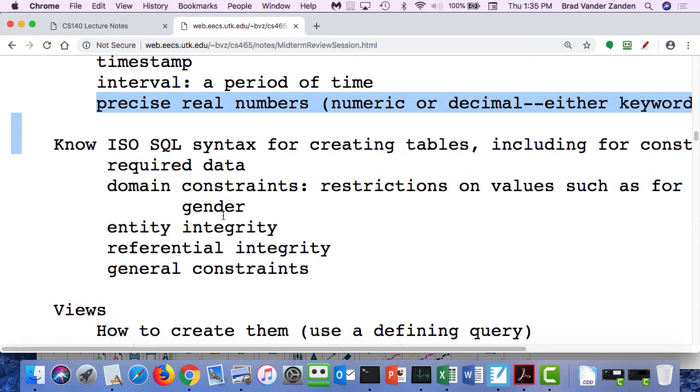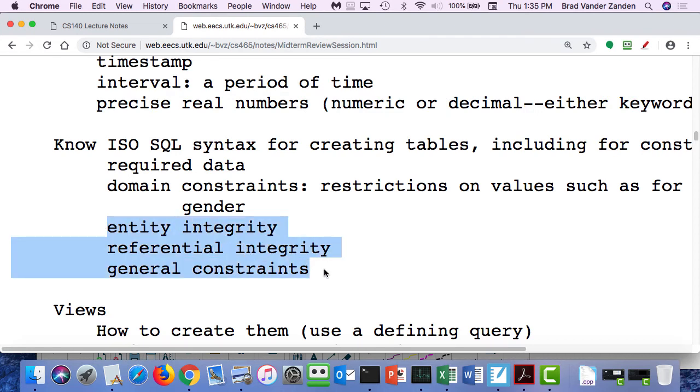So I expect you to know the syntax for creating tables and how you would specify things like entity integrity. You say not null. Referential integrity, that's where you say foreign key references, and being able to write general constraints, which are simply queries where you basically say usually either exists or not exists. So you, for example, might say not exists and then write a query to return all realtors who manage more than 100 properties.